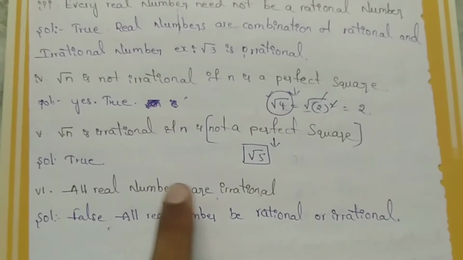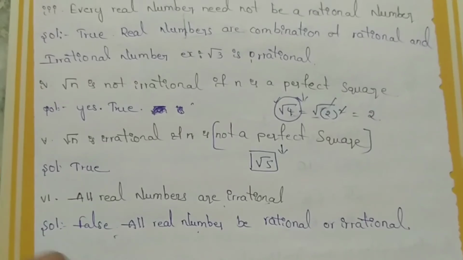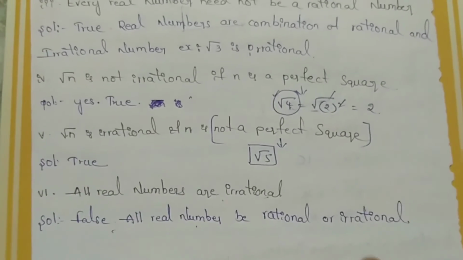All real numbers are irrational. No, it is false. All real numbers are rational or irrational.